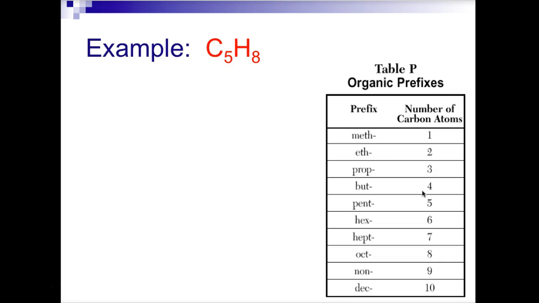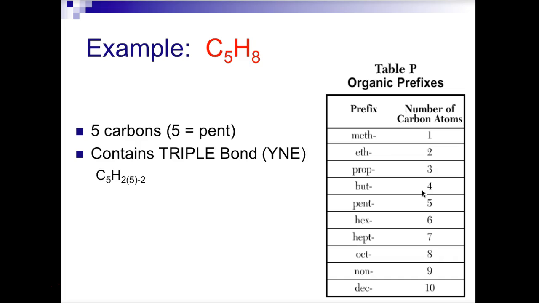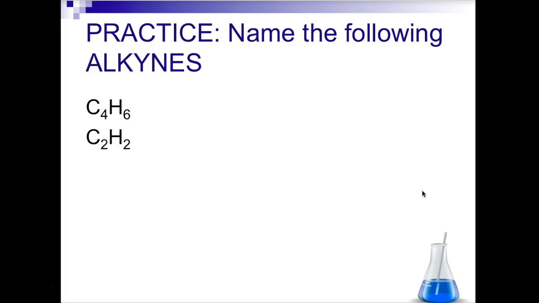So let's look at this example. We have C5H8. We have 5 carbons, so again, we're going to go to pent. It contains a triple bond because of the formula, and we're going to end that pent with YNE, which is going to make it pentyne. So let's practice naming these alkynes. Pause the video and unpause when you're ready.